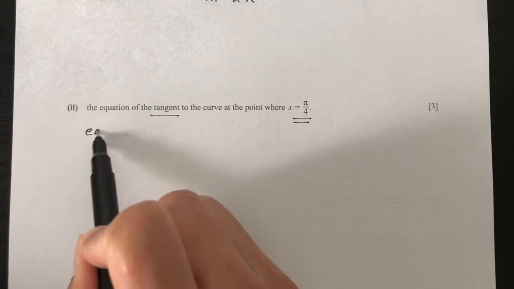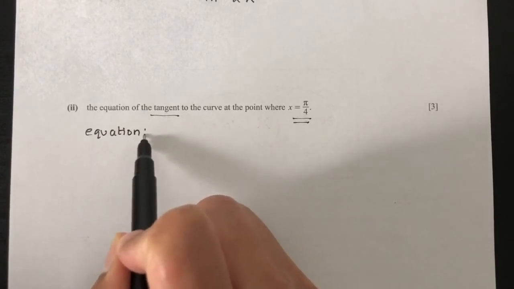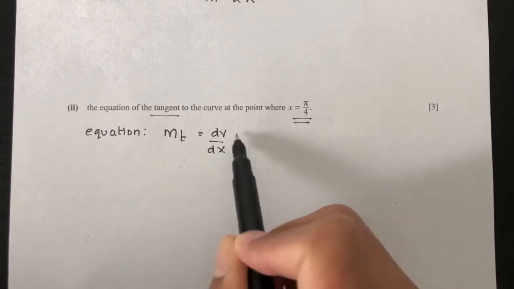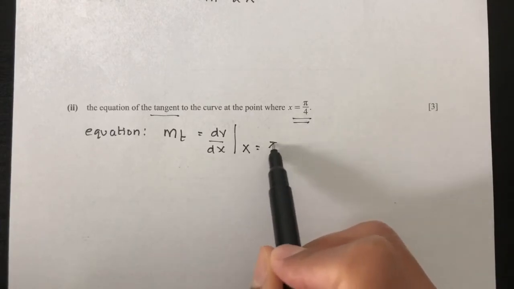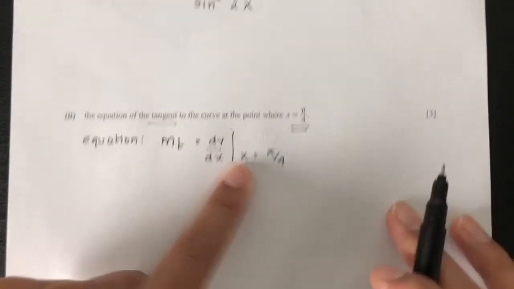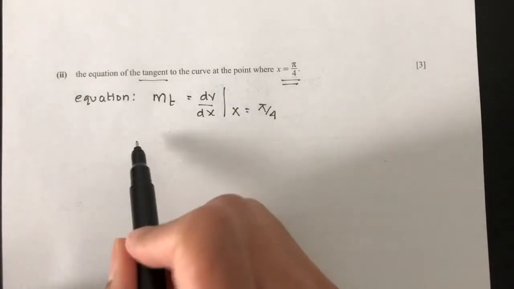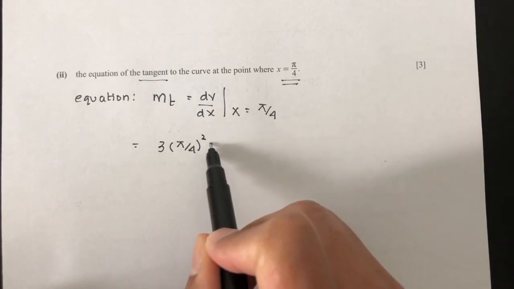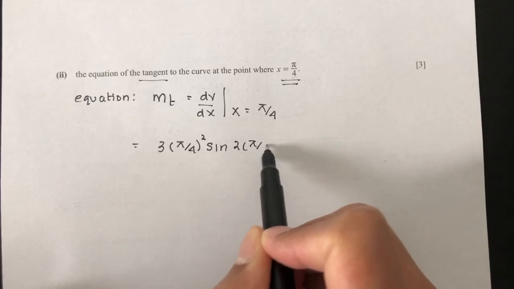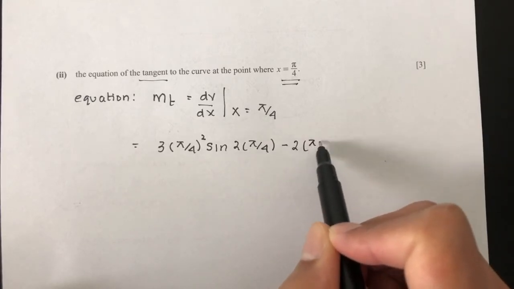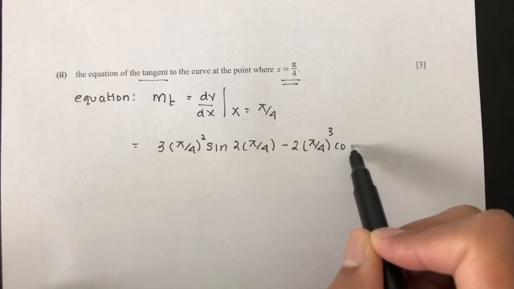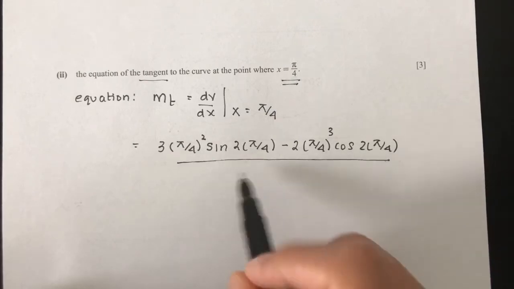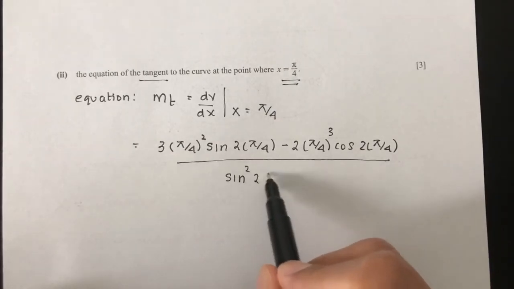So to find equation, as you know by now, we first have to find the gradient of tangent, which is dy by dx at the point where x equals pi by 4. So replace this back in your equation to see what happens. So you must have 3 pi by 4 squared sine of 2 pi by 4 minus 2 pi by 4 cubed cos of 2 pi by 4, divided by sine square of 2 pi by 4.